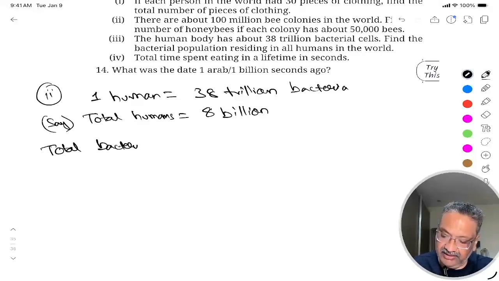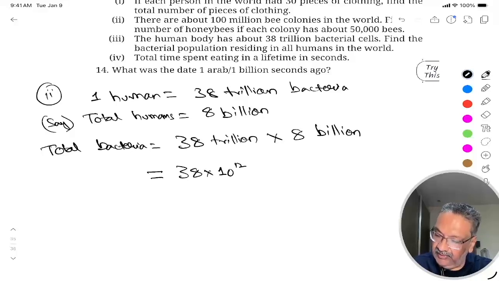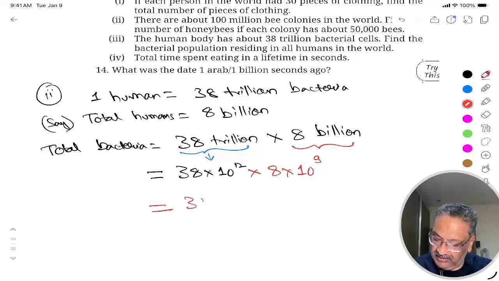So total bacteria will be 38 trillion into 8 billion. This we have to express in scientific notation. What is 38 trillion? 38 into 10 to the power of 12. See, this is 38 trillion. Okay, ಅದೇ ಥರ into, what is 8 billion? 8 into 10 to the power of 9. So this becomes 38 into 8 into 10 to the power of 12 plus 9.